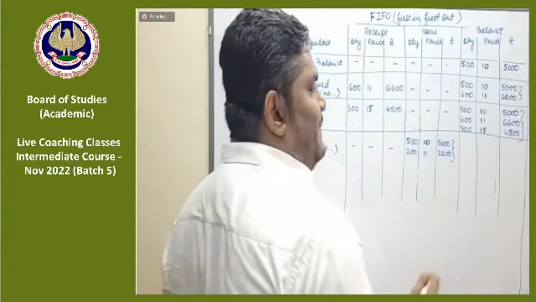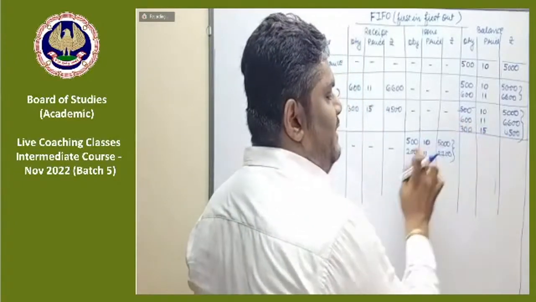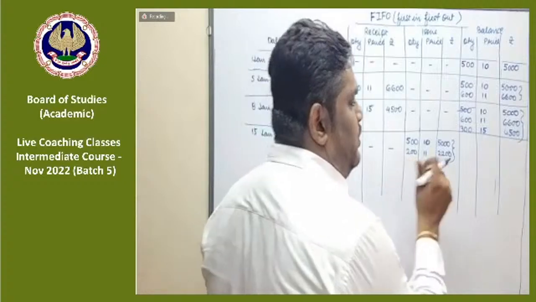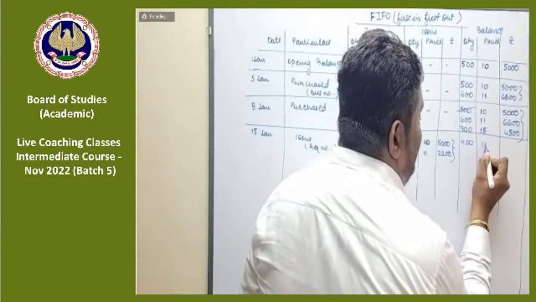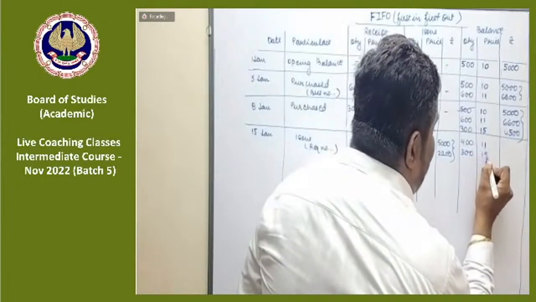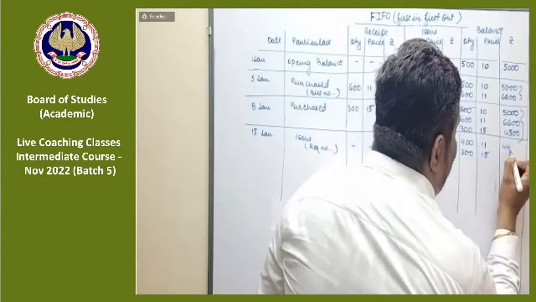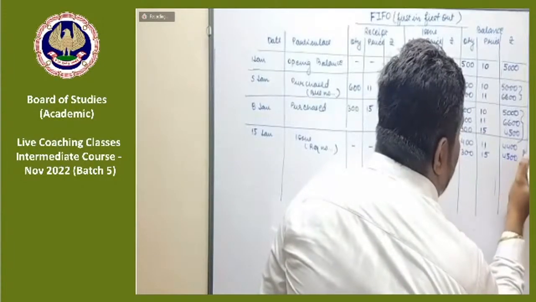So when talking about the balance, this part is already gone, and from these 600 units, 200 units are issued. So we are left with 400 units which are costing 11 rupees and 300 units which are cost of rupees 15 per unit. So 4,400 and 4,500.